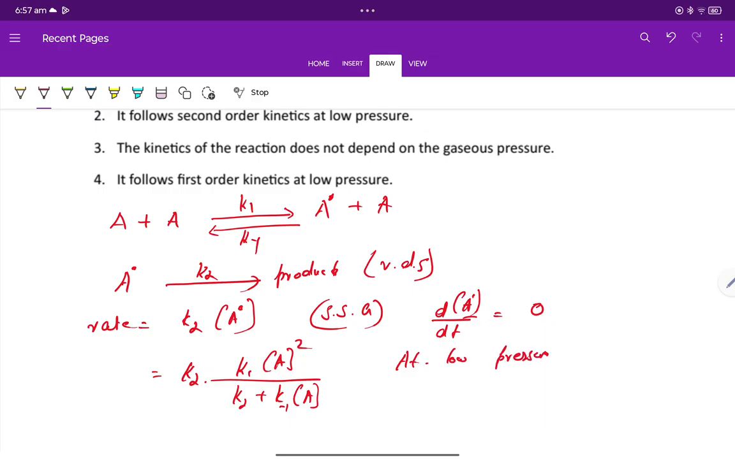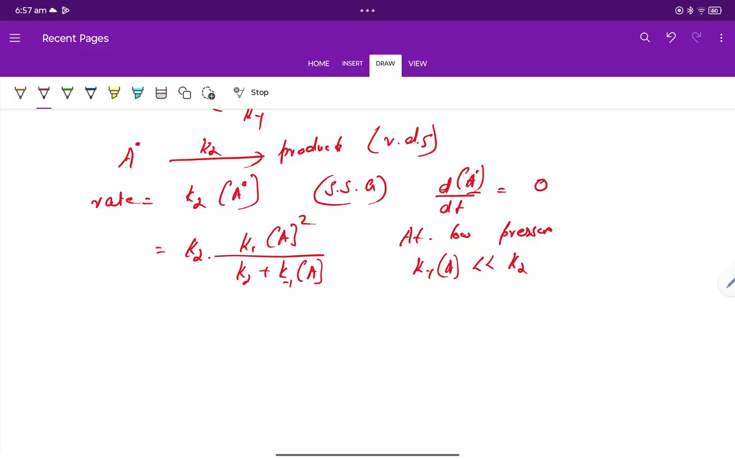At low pressure, since you know the equation, the denominator has K inverse 1 A and K2. At low pressure, K inverse 1 A will be much less than K2, so you can eliminate that part, so that your rate will be equal to K2 into K1 into A square divided by K2. If you approximate this to another constant, you can see this is A square, so this is a second order reaction.